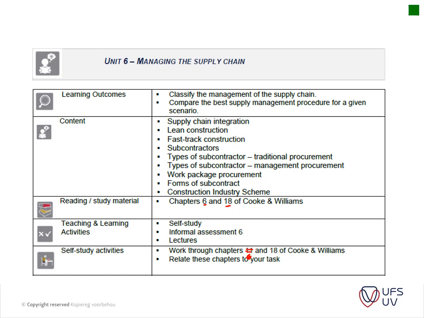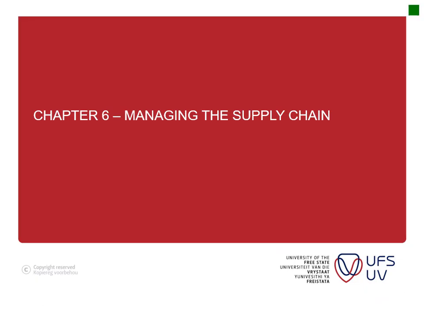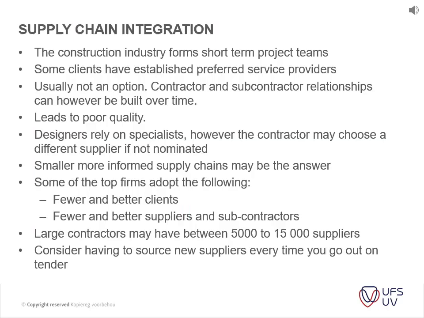So what we're going to look at in this unit: supply chain integration, lean construction, fast track construction, subcontractors, types of contractors and types of subcontractors, the management and procurement thereof, work package deals, forms of contract, and the construction industry schemes. Okay, so I'm not going to spend a lot of time on all of these items, so it's crucial that you go through the handbook and read through chapter 6. The following slides are only a guideline and only briefly touch on it.